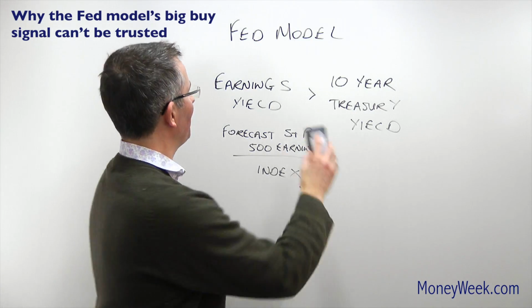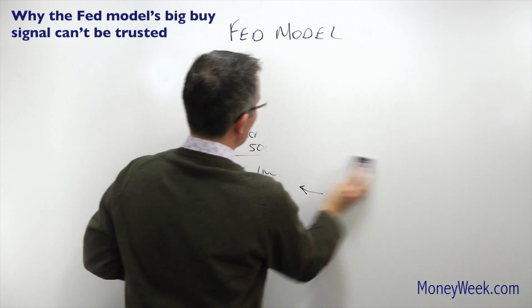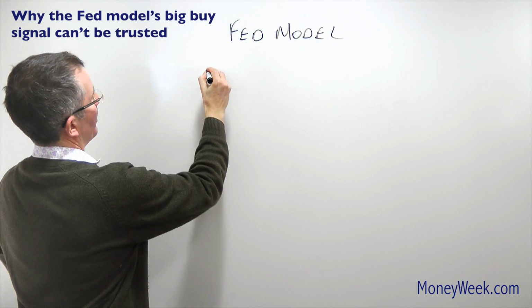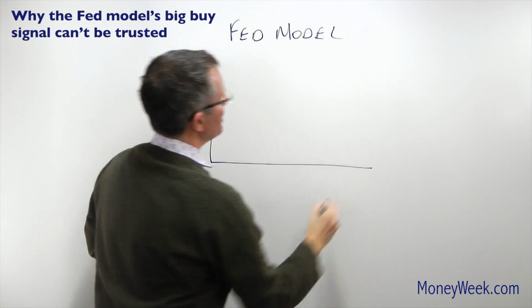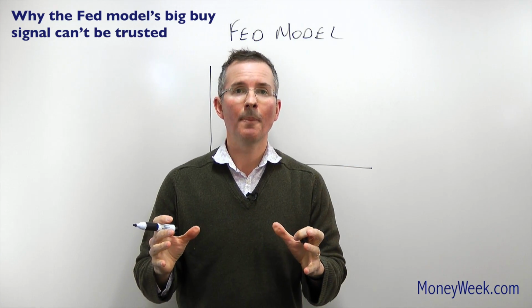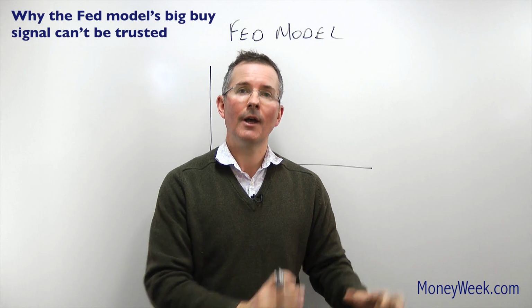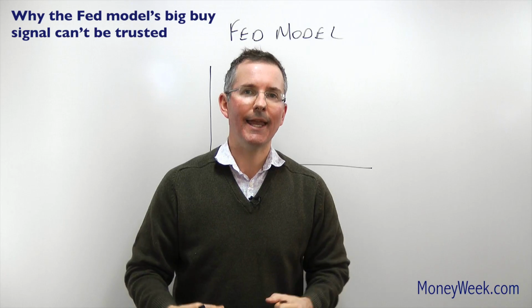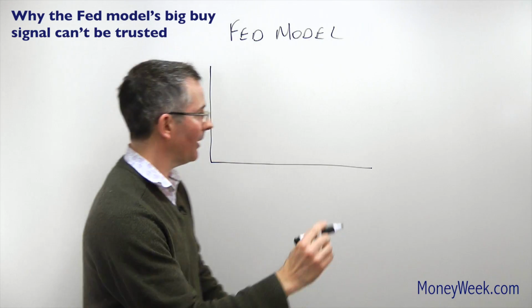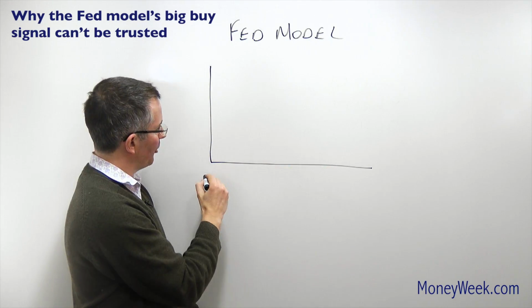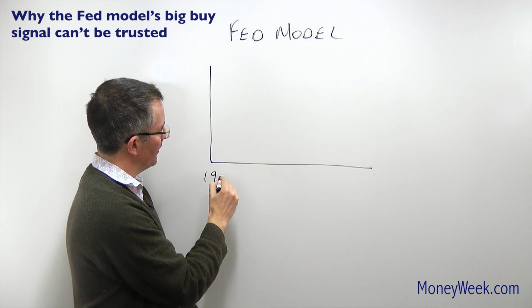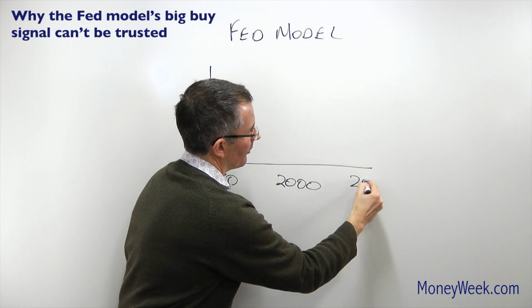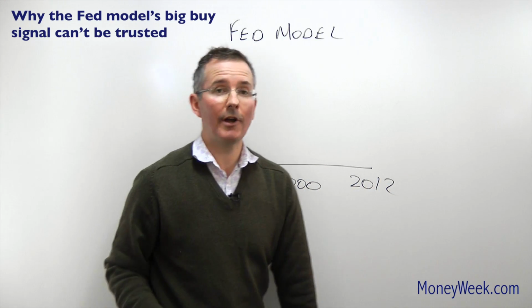The problem is basically this. If you actually look, that's one of my rough and ready graphs coming up, at what's happened to the 10-year Treasury yield and the earnings yield on S&P 500 stocks over a few decades, you get this sort of pattern. Now, it's a pretty rough and ready graph, but let's put a few dates in here. So 1980s about there, 2000s about there, and 2012 is about there.